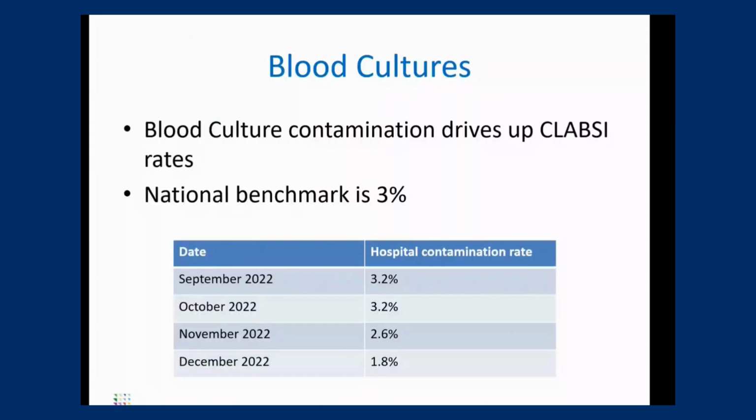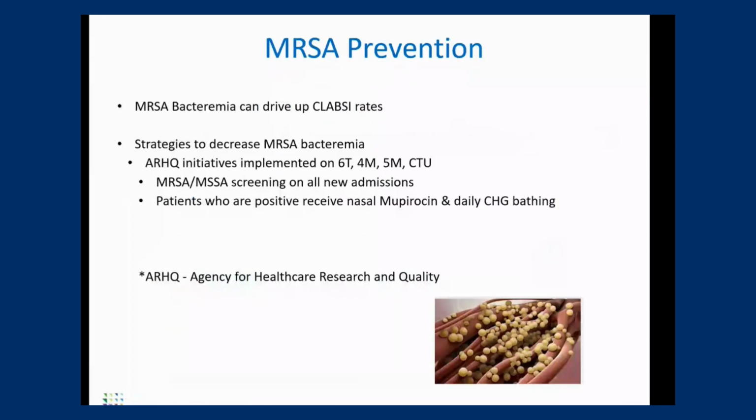Here are our numbers from September to December for the hospital. So the national benchmark is 3%, and we've drastically improved that. From September, we are at 3.2, and last month we are at 1.8%. So hopefully keep in that direction.